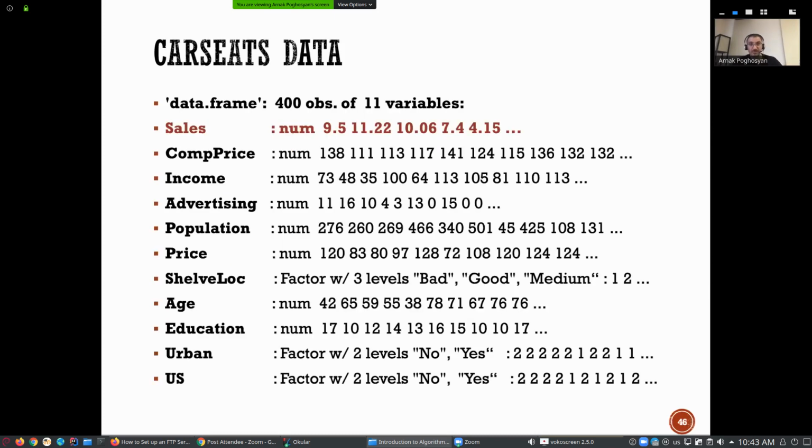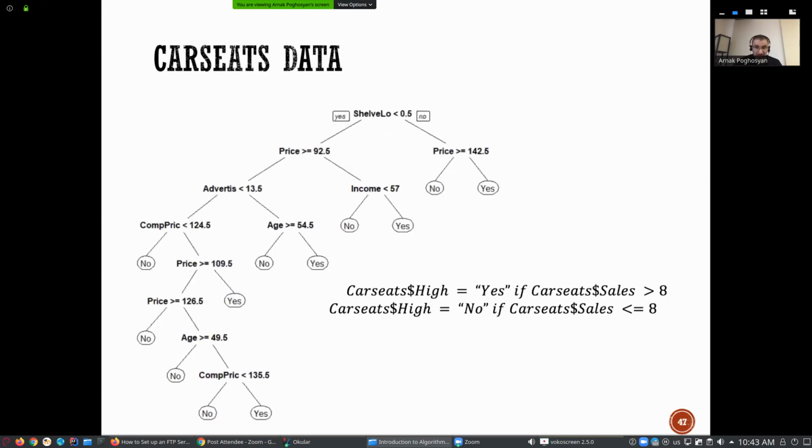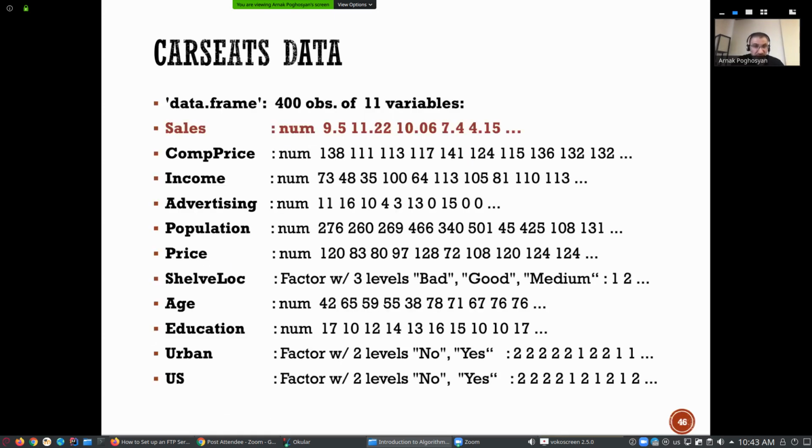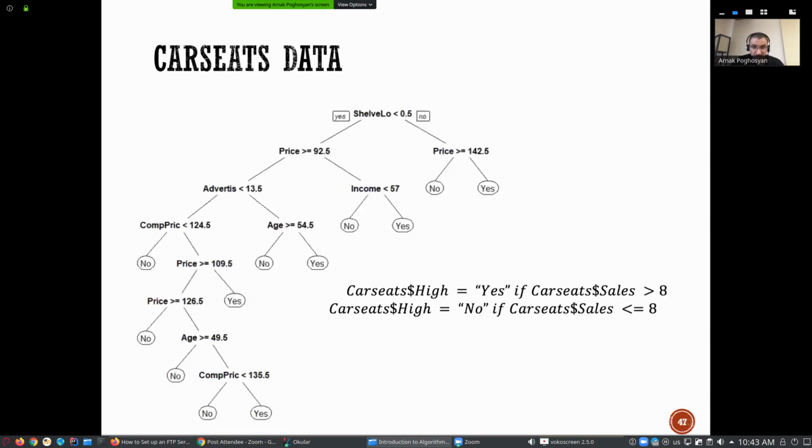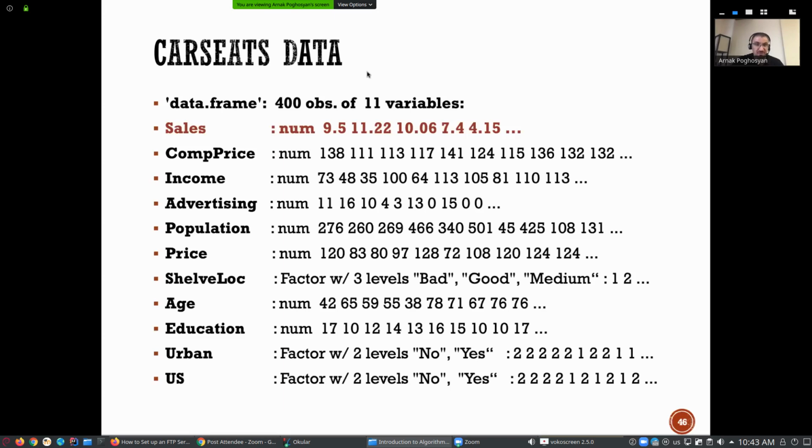Although the sales here is numeric, I was surprised that we are working with numeric output while doing classification. So the idea is the following. We are dividing this. You see the sales in red. This is our output, but we are trying to transform it to a categorical variable.